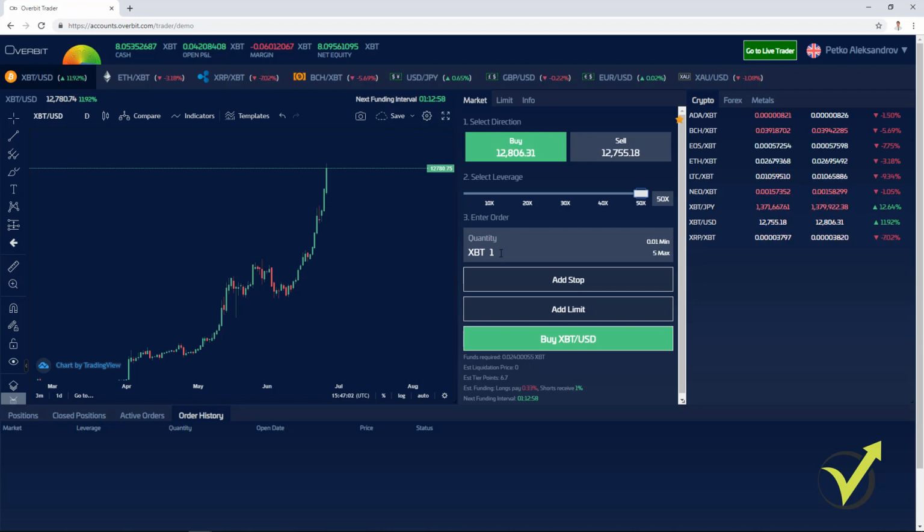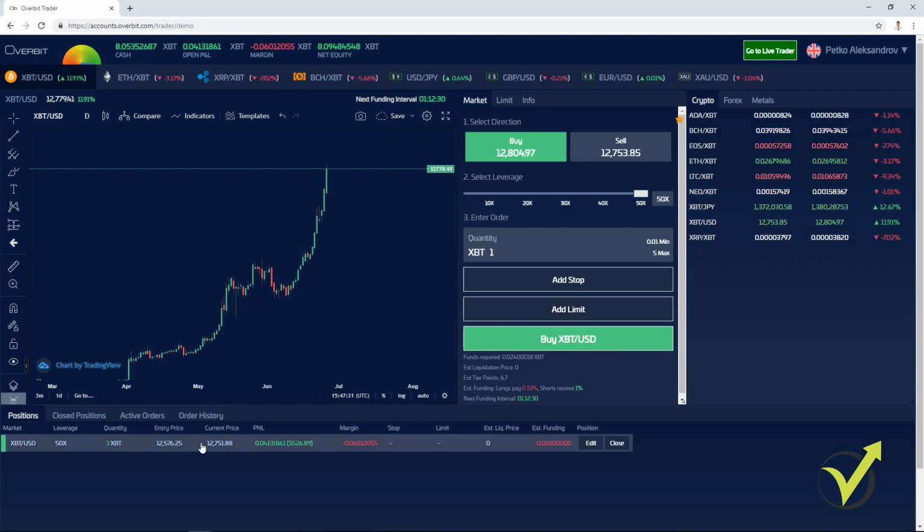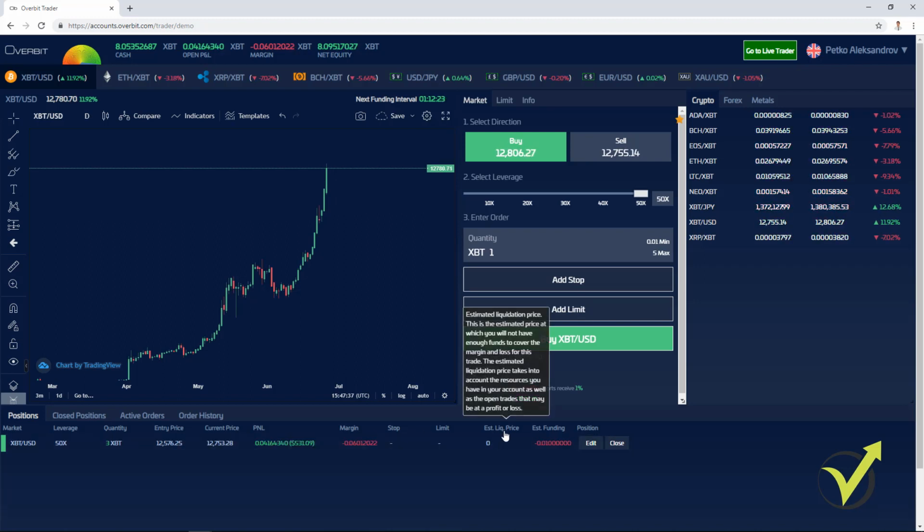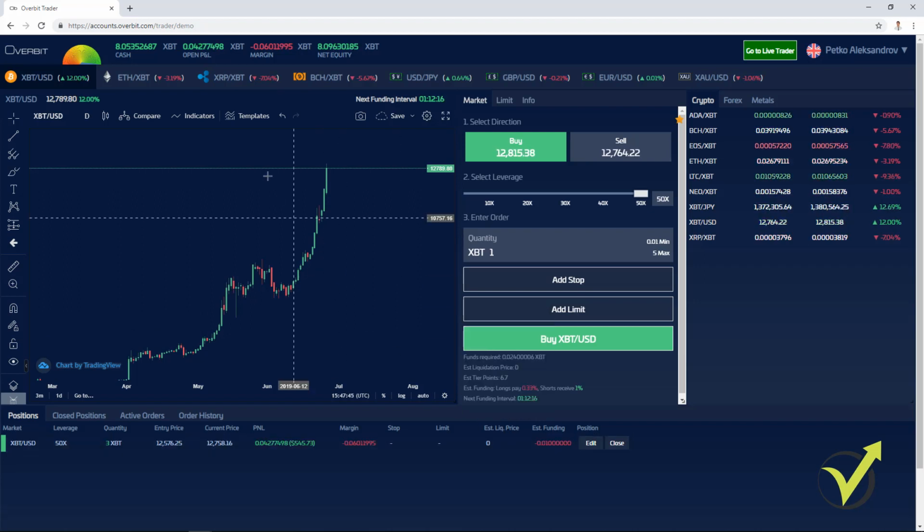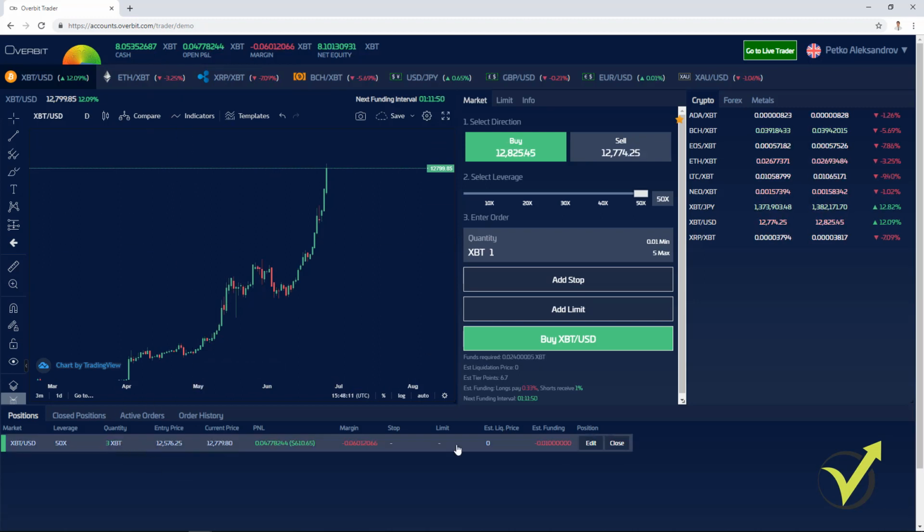Then below you can select the quantity you want to trade. You have the option to add stop, add limit, and then you can execute the order. And something interesting here, if you have an open position, is that you have an estimated liquidation price. You can read what it says here, but normally it will show you, according to what you have in the account and what you opened, where the price should reach so your trade will be closed, and this is when we are on a loss.